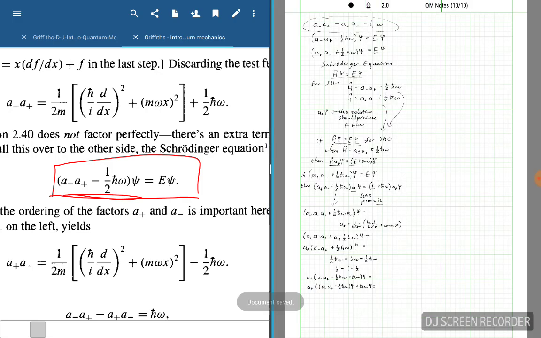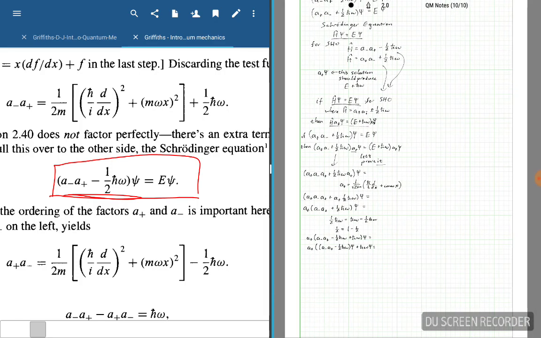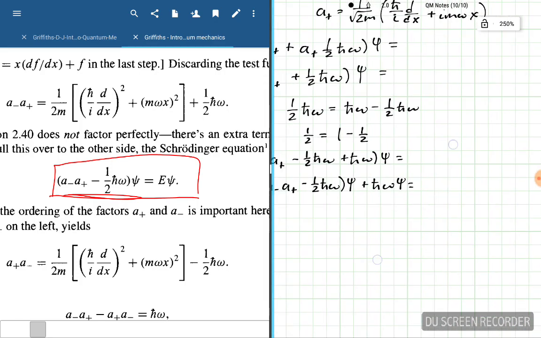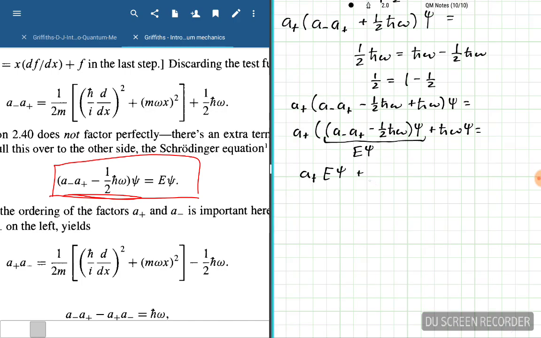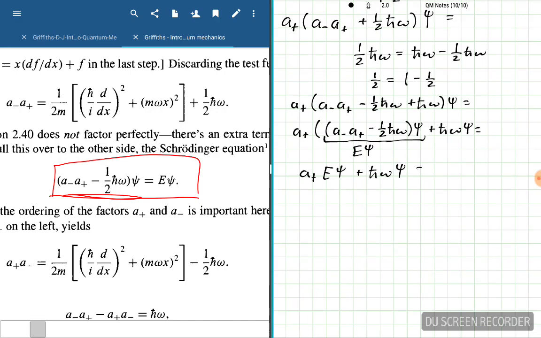So now I know that this guy all here equals E times psi, because that's what I spent an entire video proving before. So now we have A plus times E times psi plus h bar omega psi.